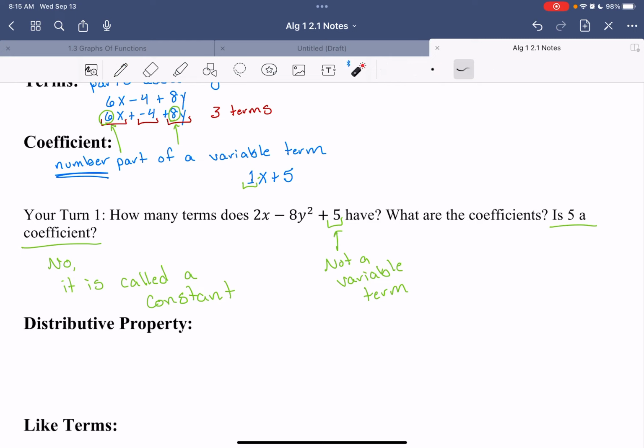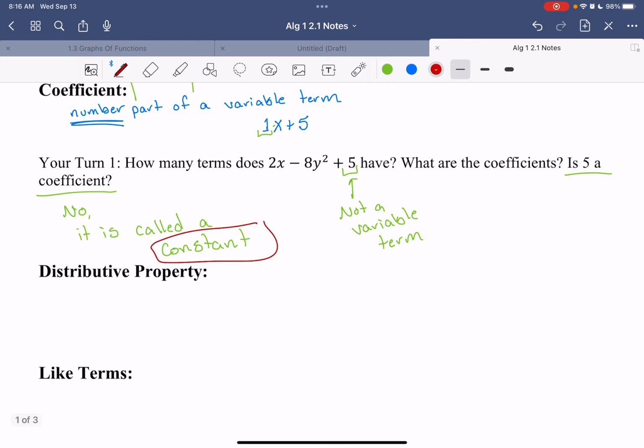As x changes, this 2x term is going to change. As y changes, this negative 8y, the second term, is going to change. But this 5 doesn't care what x is, doesn't care what y is, it's always 5. Hence why we call it a constant. So that's some important vocabulary there. It's called a constant. Okay.